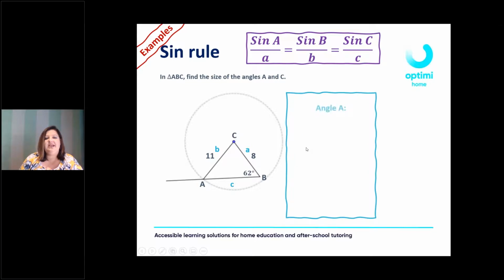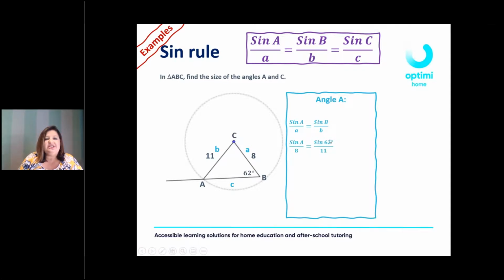Right. So let's look at angle A over here. I want to find this first. So sin A over the side A, I have that. And I have sin B, I have this angle, and I have that side. So great, I know that this rule will work. I'm going to use sin A over A is equal to sin B over B.